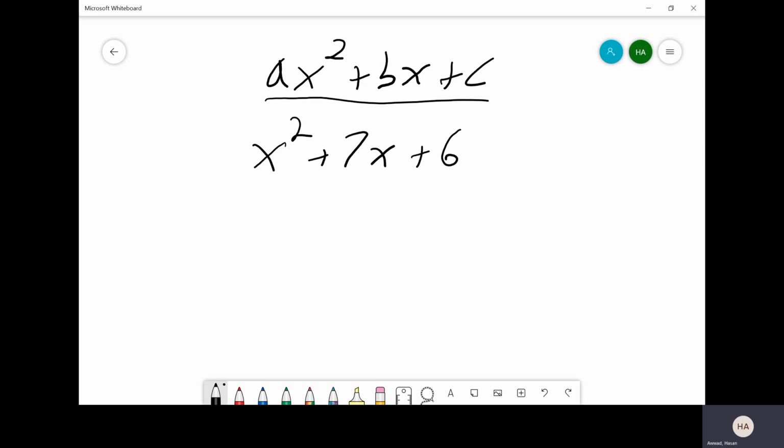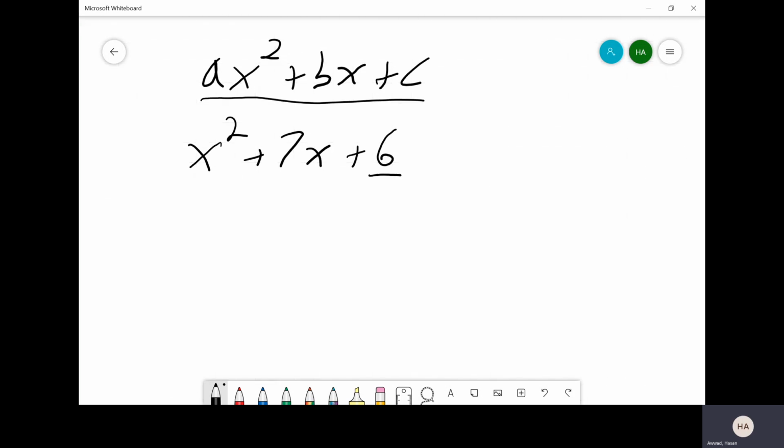Okay, so what are we going to do here? What we have to do is look at the factors of c. And c, in this case, is 6. More specifically, it is plus 6. And this sign in front of the 6 is going to matter substantially, okay? So please keep in mind, you're always going to care about the sign in front of the c.